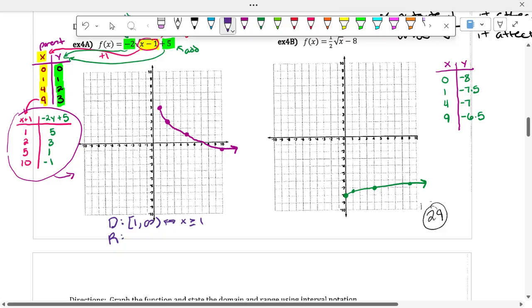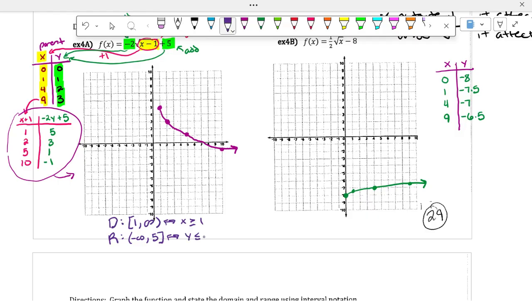Range. What's my lowest y value? So what's my lowest most y value? Negative what? Negative. Nope. Arrow. Negative infinity. What's the highest? Five. So that would be y has to be less than or equal to 5.